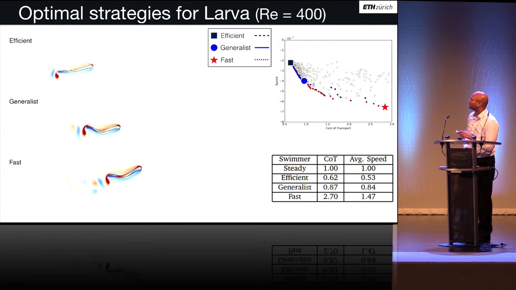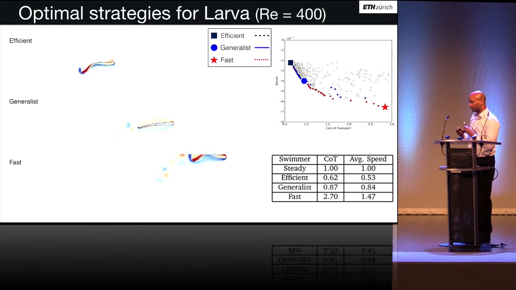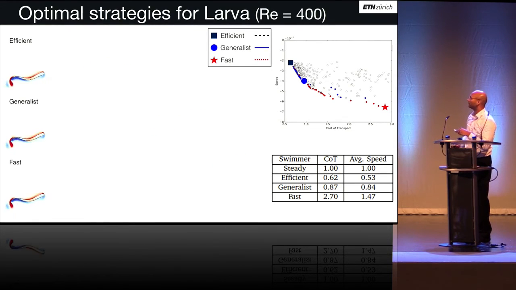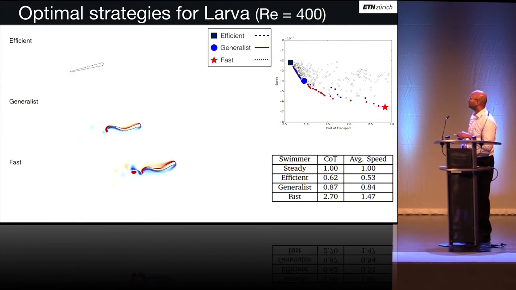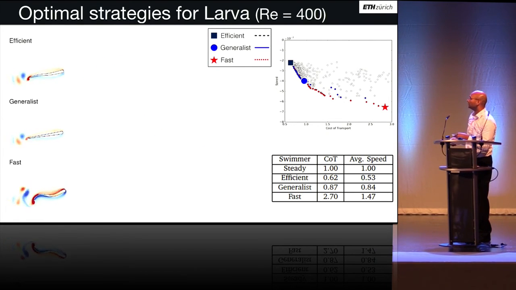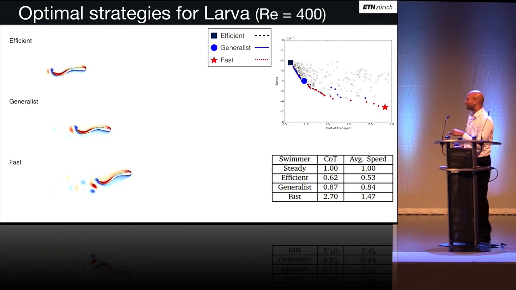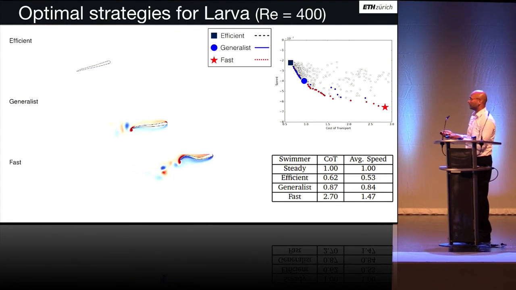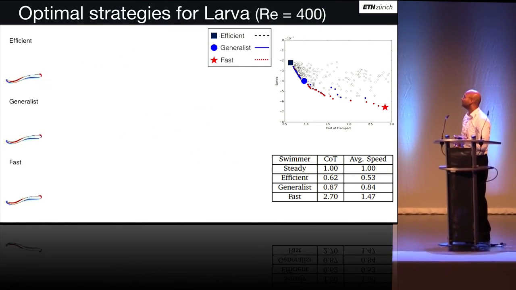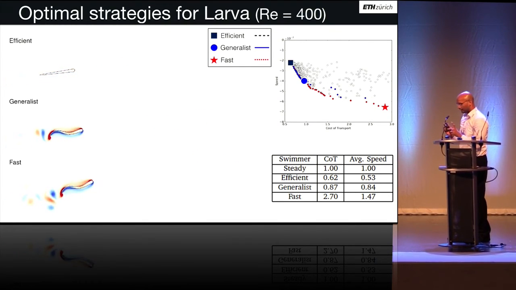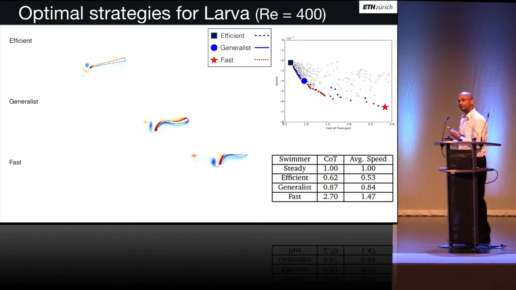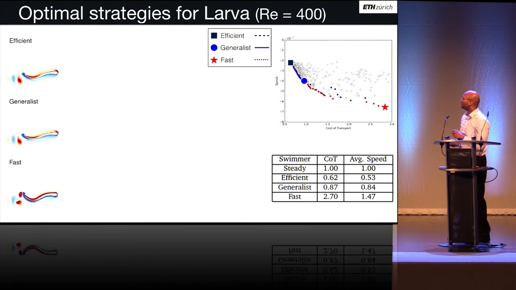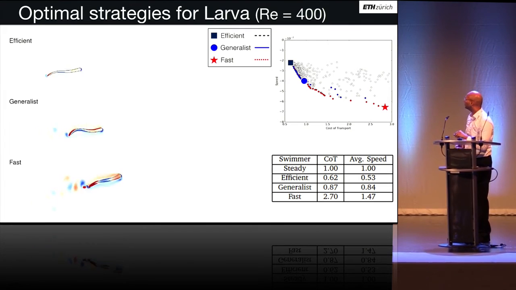So you'll notice that the efficient swimmer prefers to spend a lot of time coasting. So it prefers to beat its tail a few times and then glide along silently. The generalist spends some time coasting, but it's mostly beating its tail quite frequently. And the fast guy doesn't like to coast at all. And there's physical reasons for these. I'll explain in a few slides. All of this is completely the outcome of optimization, and it gives us behavior that we see in nature. So that's one very nice thing about this sort of approach.